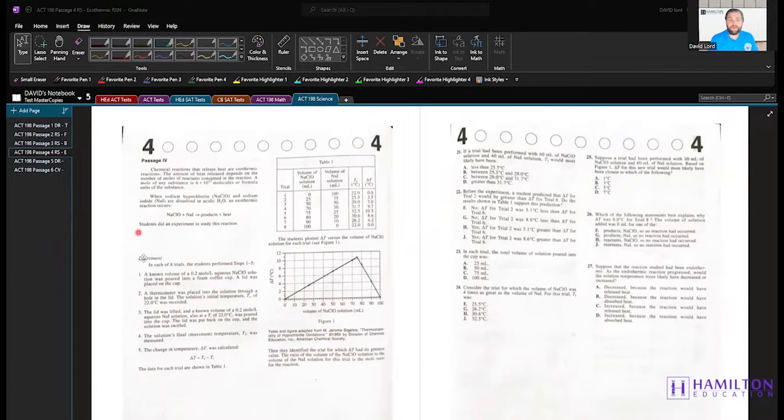Once we have passage 4, once again, we have an experiment, and I see a table of data as well as a chart right here. So this is going to be our last research summary passage for this science test. Let's go on to the questions.